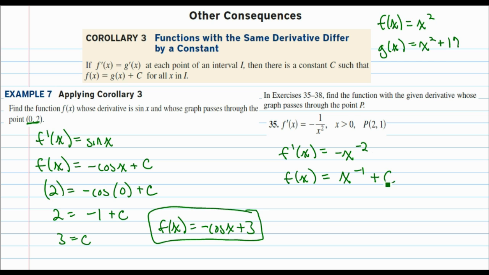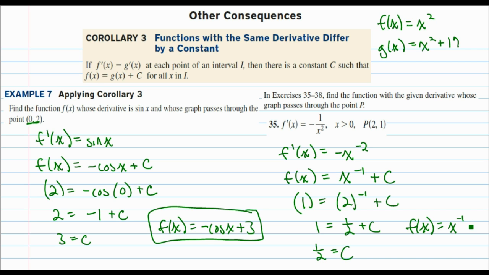Okay, so now I just have to find out what that constant is. I'm going to plug in 1 for y, 2 for x, and solve. And I get that the constant is 1/2, so f of x was originally x to the negative 1 plus 1/2, or 1 over x plus 1/2. That is the function whose derivative would be negative x to the negative 2, or negative 1 over x squared, and also passes through the point (2, 1).